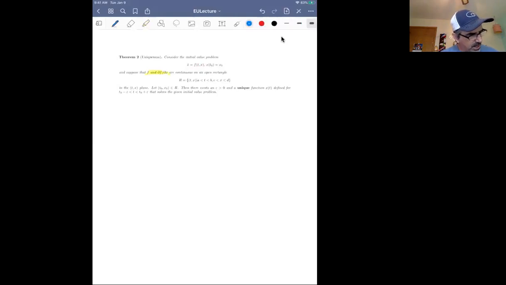So the picture that you should have here is that we have, not very good axes, here's the t-axis, here's the x-axis, and we have some rectangle. I'll just make it thin. I have some rectangle, that's a pretty bad rectangle. We have some rectangle that goes from t equals a to t equals b, x equals c to x equals d. And it's an open rectangle, so those sides are not included in it. So this is that rectangle R that's referred to.